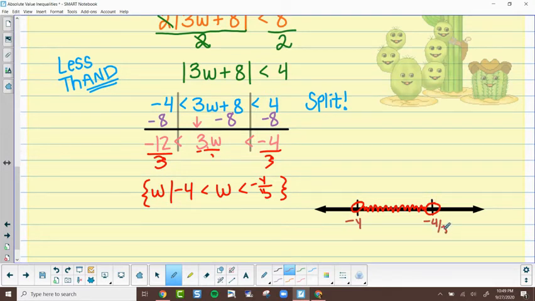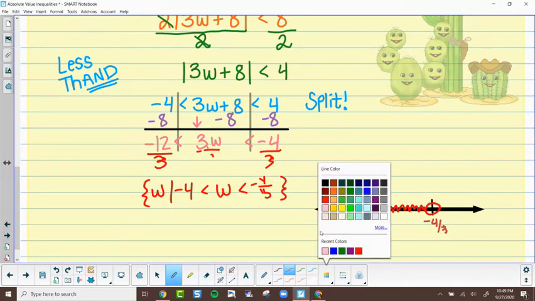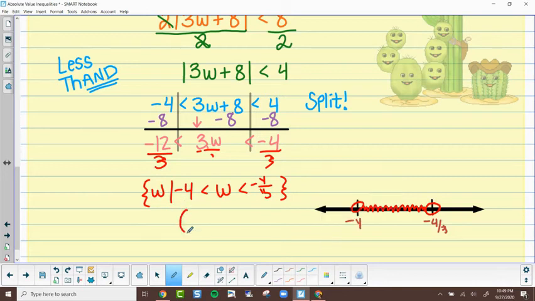-4/3. And if you enjoy interval notation, it's just going to look a little bit goofy because you've got -4 and then you have -4 over 3. See, my 4s are looking so weird. There we go. It's close enough, good enough. That's a little bit better.